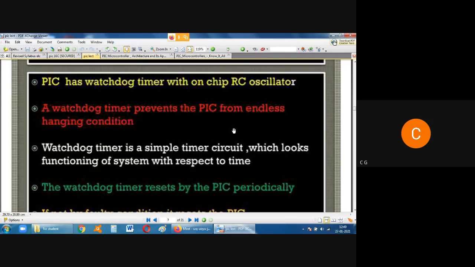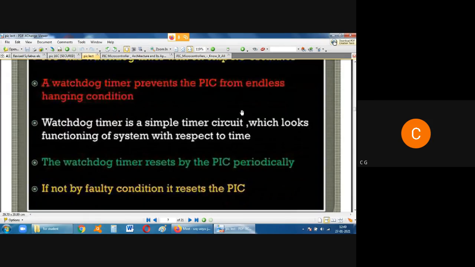Okay, the watchdog timer prevents the PIC from an endless hanging condition. The same function is there in the 8051 also. Endless hanging condition means it is just rolling or going over the same address. So if this happens, the watchdog timer will reset the PIC instead of letting it hang. It is carrying out a certain process, and then you notice that it is remaining over there, reading the same memory location. It is trying to do some operations, and then again it jumps to the same place.